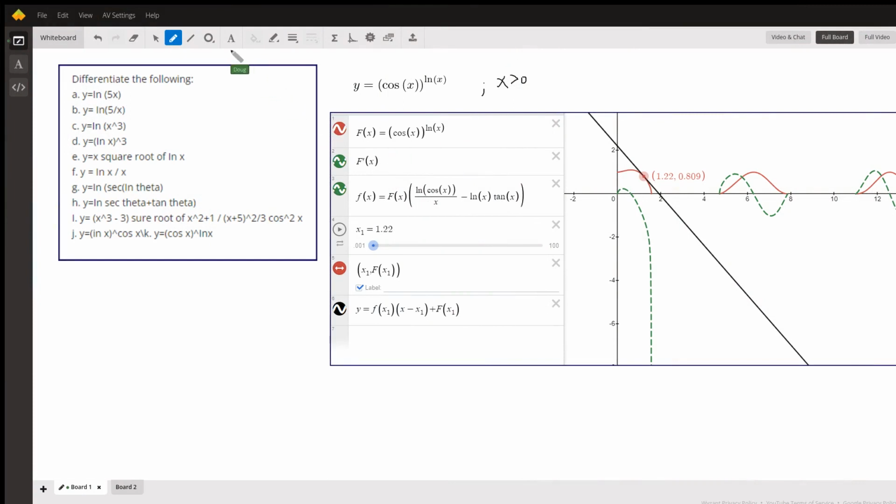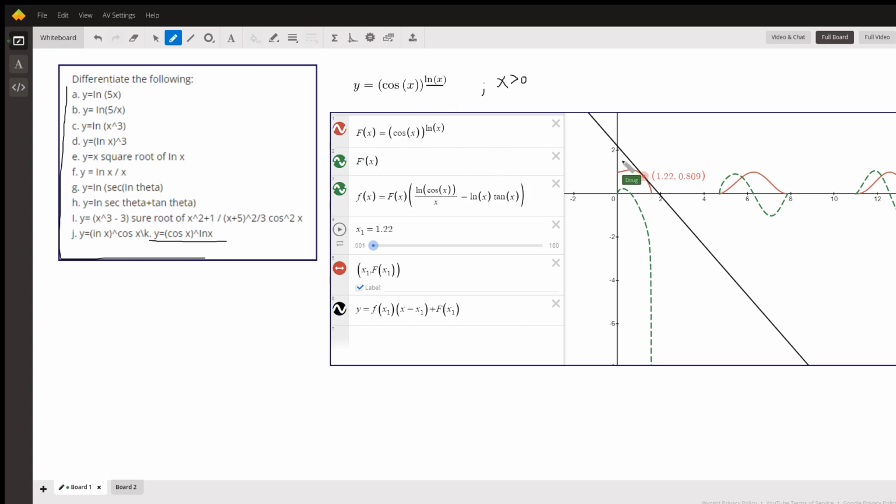Okay, the original post for this problem had a whole bunch of problems, A through K. This video answer is just going to look at K. y equals the cosine of x raised to the natural log of x power. And of course, in that situation, x has to be greater than 0 because you cannot take the natural log of a number that's not positive.